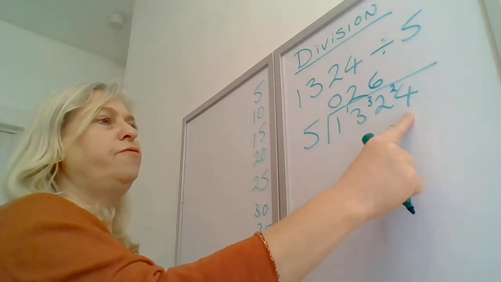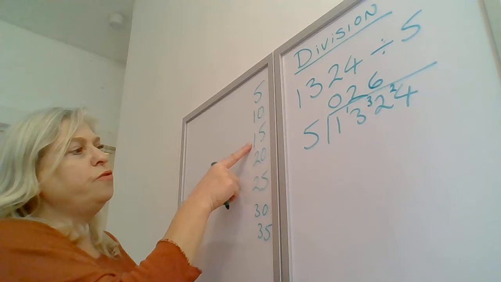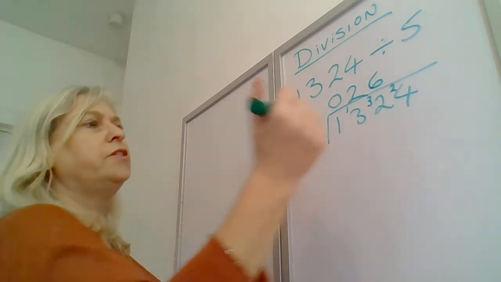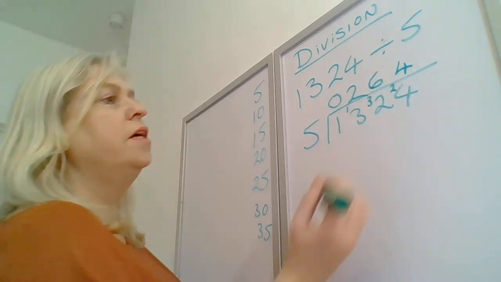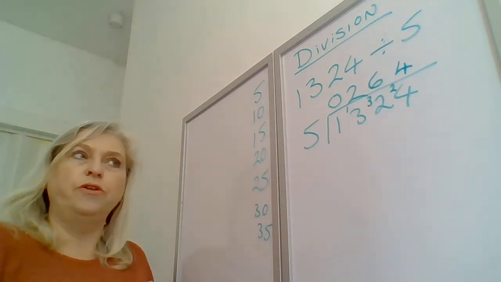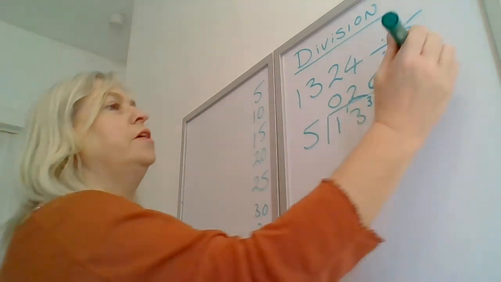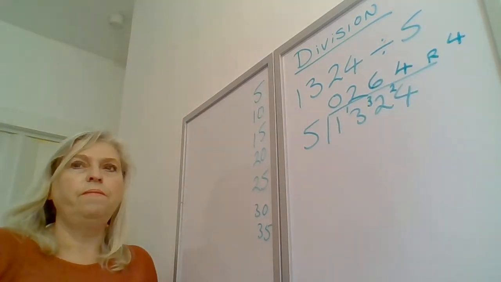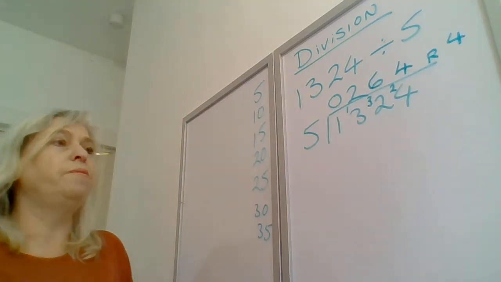5 into 24, 1, 2, 3, 4, 25's too high, so it's 20, so that's 4 times. We haven't got any numbers left over because we're not doing decimal points at the moment, so that gives us remainder 4. Okay, let's do another one with the 5 times table.